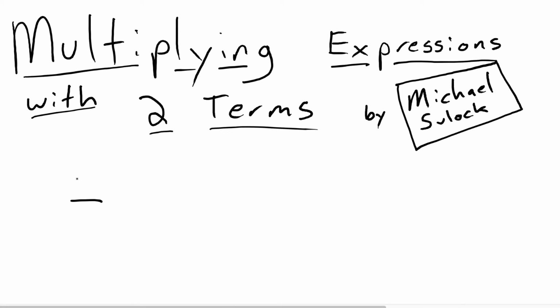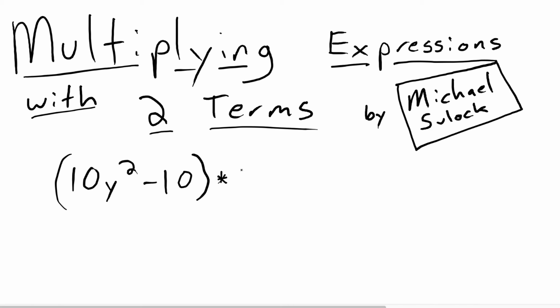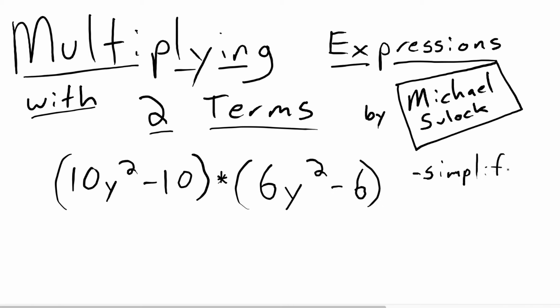In this video we're going to be multiplying an expression with two terms. Here's an example of something with two terms. What we're going to do is multiply it by another expression that has two terms as well. Another way you might refer to this is simplify. What we're doing is finding the product. So we're going to do some stuff and make this look a little bit nicer.